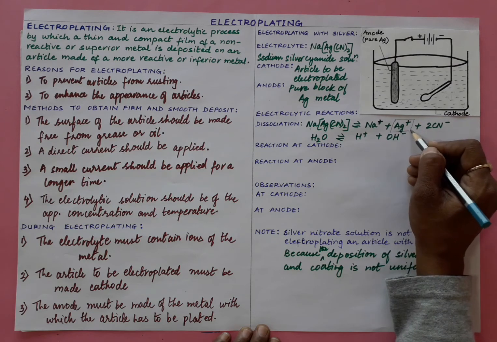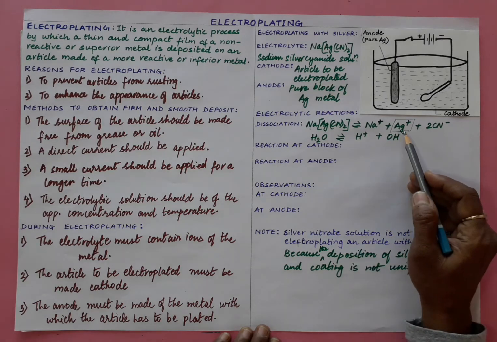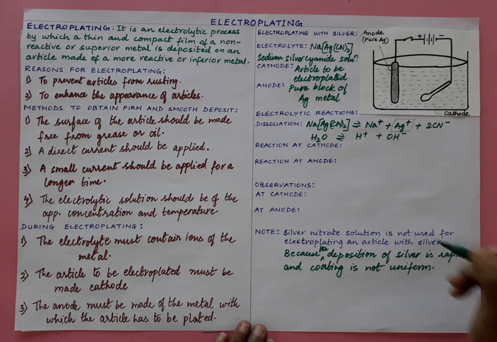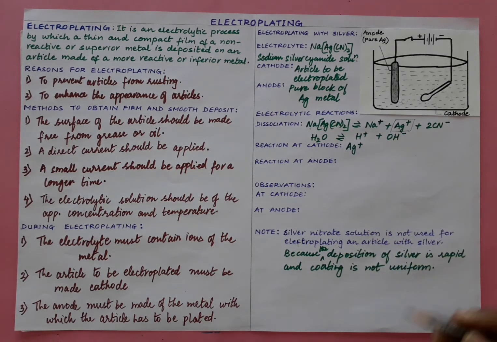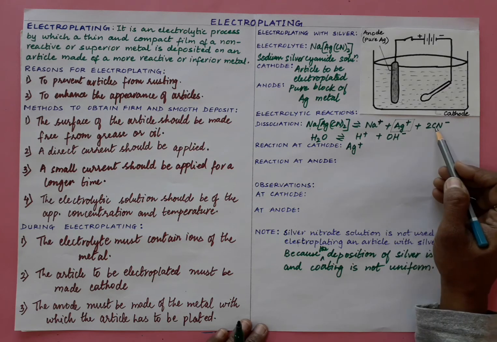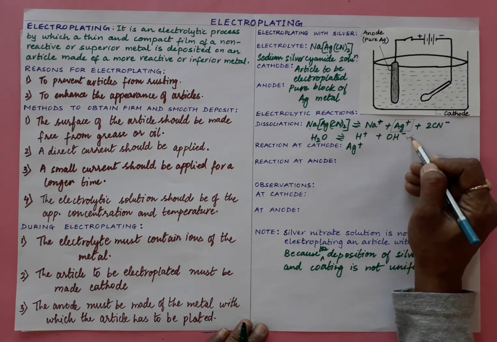Obviously Ag plus. Why? Because we have studied the factors affecting preferential discharge. According to the electrochemical series of cations, silver ions will easily get reduced. So silver ions will get discharged at cathode. Now what happens at anode? At anode, the anions, cyanide ions and hydroxyl ions, will move towards it. So hydroxyl ion should get discharged, because according to the electrochemical series.